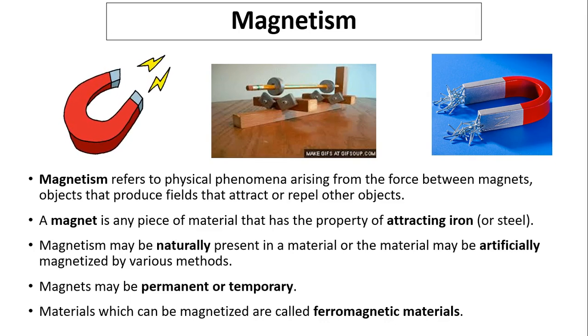A magnet is any piece of material that has the property of attracting iron, such as nails or steel. Magnetism may be naturally present in a material, or a material may be artificially magnetized by various methods. So magnets may be permanent or temporary. Materials which can be magnetized are called ferromagnetic material.